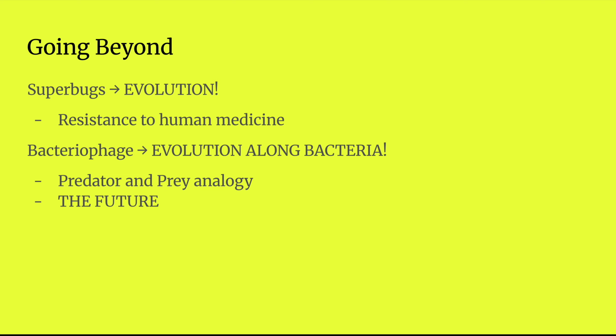So, as I mentioned, the superbugs go through evolution and advancements to develop resistance against our medicine, right? The bacteriophage does the same, but in a different mechanism. As the superbugs evolve, the bacteriophage also find a way to find the weaknesses of the superbugs and attack them in order to kill them, as this is their sole purpose of living.